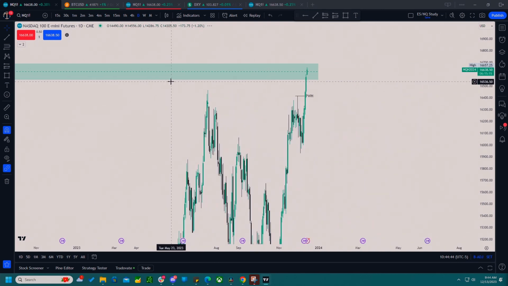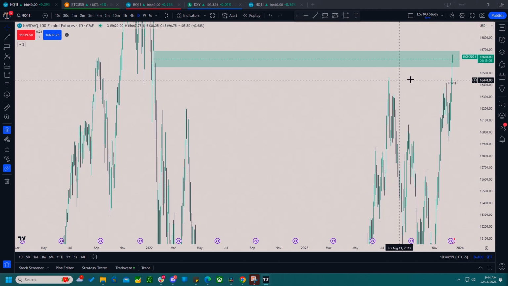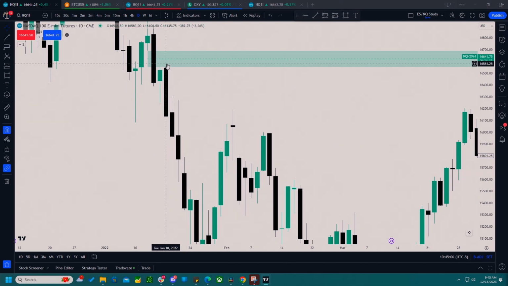daily fair value gap all the way back from July right here, and we broke through that with aggression, continued higher. So our next target is an inefficiency and a swing high. So we have this swing high on January 18th paired up with this January 13th SIBI.